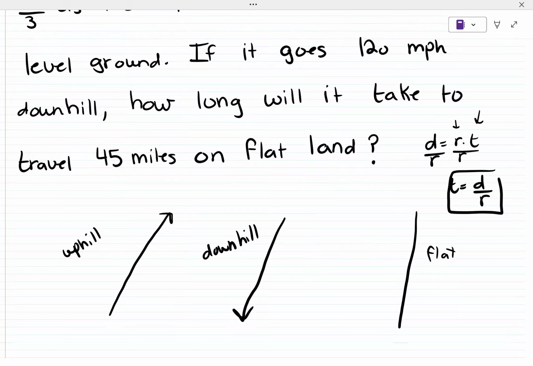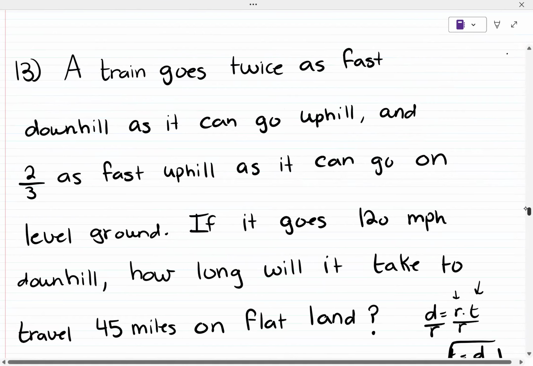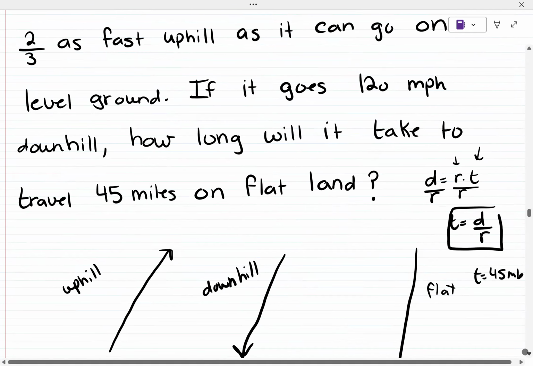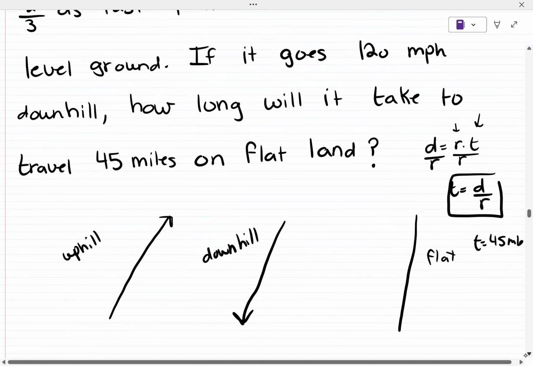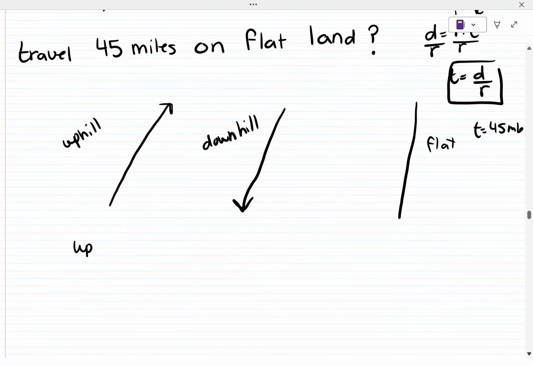Do we have a distance? Yes, we do have a distance of 45 miles. Do we have a rate? No, that's where it can get tricky. So we have these three scenarios. You can go uphill, you can go downhill, and you can also go flat.